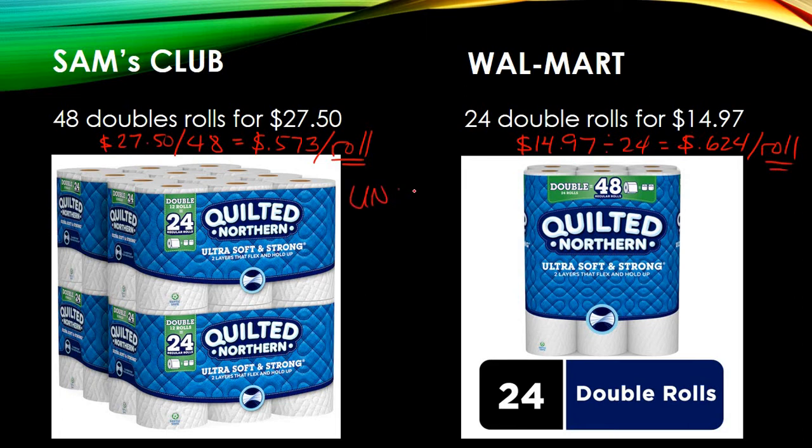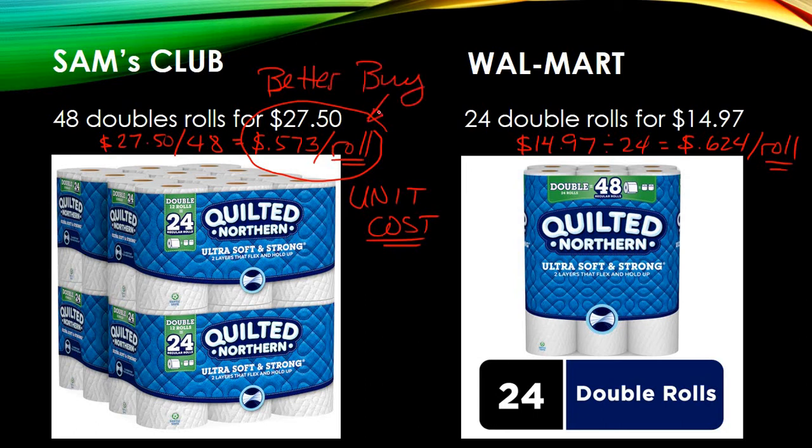So in unit cost, this is a better price. That's a better deal, better buy, because it's less money per roll. And so if you're paying less money per roll, then even though you get more rolls at Sam's, that doesn't mean it's a better buy, right?